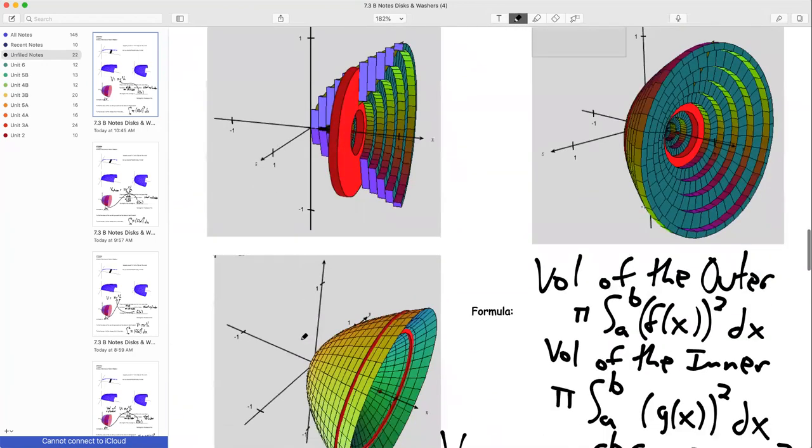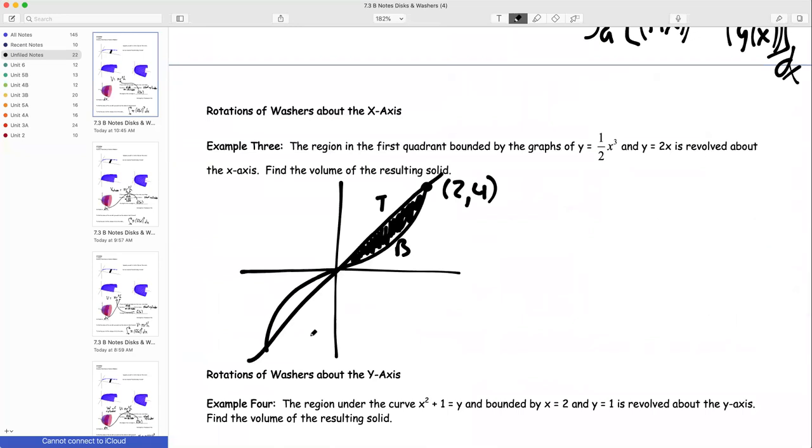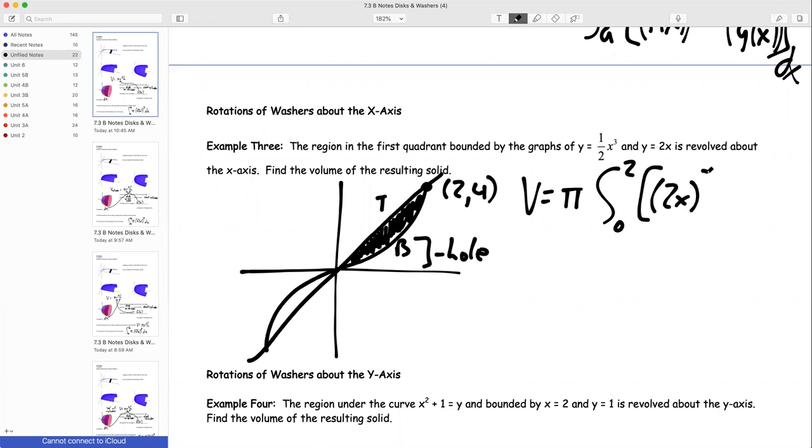However, here, this gap in between the lower equation and the axis of rotation creates the hole. Therefore, this is a washer. Does that make sense? So if it's a washer, I'm going to use my washer formula. Pi times the integral. It's with respect to x, so I need x bounds. So the origin at 0 and 2, the intersection point of the two functions. And I plug in my top equation, which is 2x, and I square that.